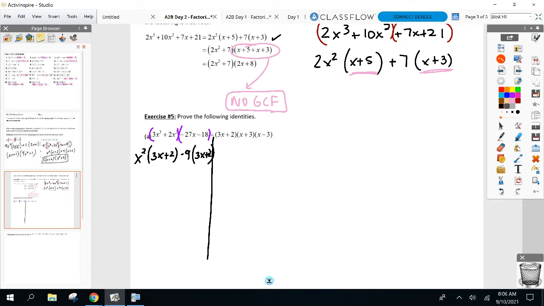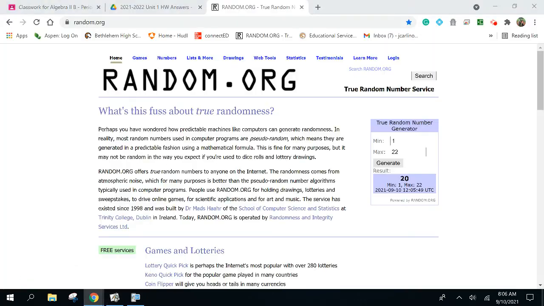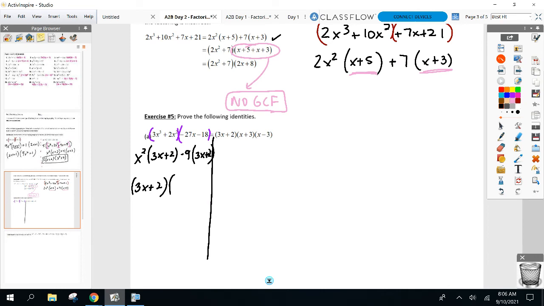Can we group this? What's left in the parentheses? Is it the same? Yeah, we can group this. What's common on both sides of the minus sign? 3x plus 2. Take it out. And now you take a 3x plus 2 from each side. What's left in the other parenthesis now? What do I have left? 1/8. What do you got, Oriana? X squared minus 9. Great job.